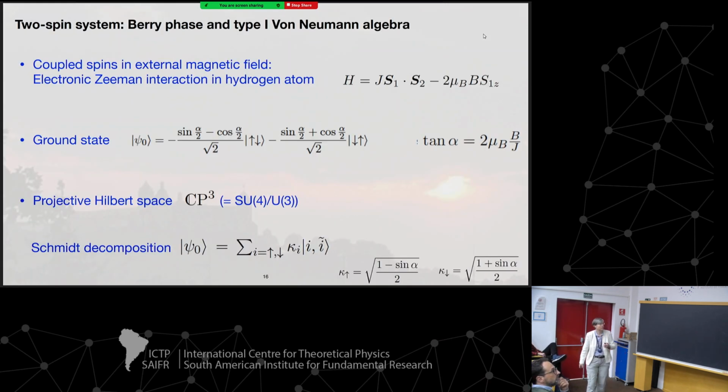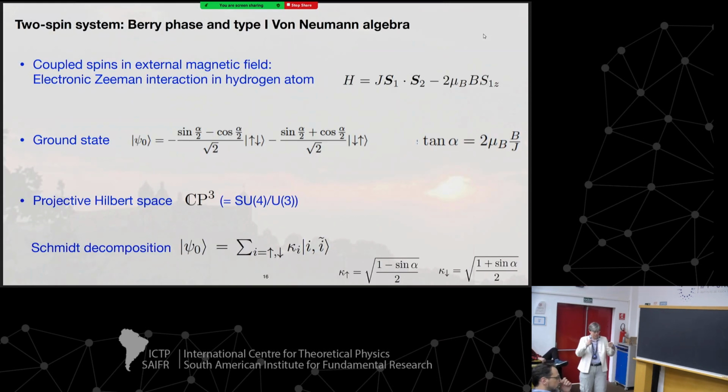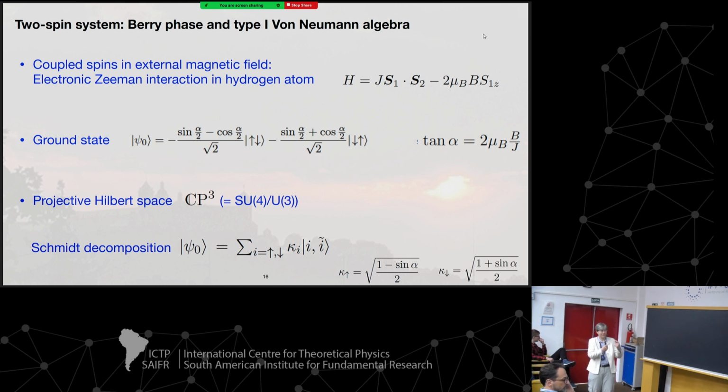Now let's apply this to the simplest possible case, which is just 2 spin-1/2 particles. I'm going to show you for this very simple example, but very explicitly, how the Berry phases and the type 1 von Neumann algebra are related to each other.